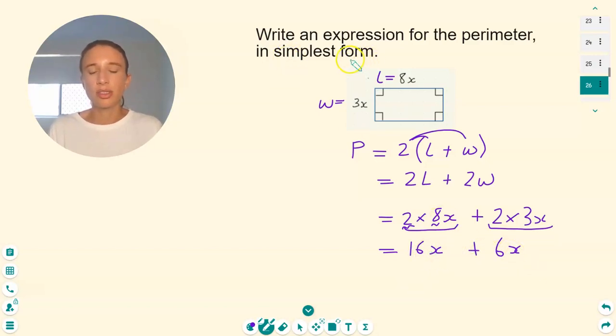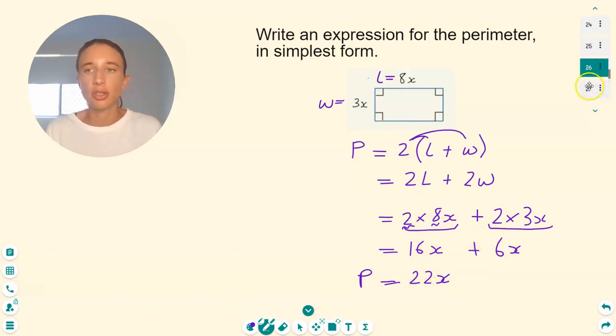Because they want our answer in simplest form. Yes, we can, because they're like terms. X and x are like terms. So 16 plus 6. So I'm thinking 16 plus 4 gets me to 20, plus another 2 gets me to 22. So that is our expression for the perimeter of this rectangle. So always make sure you simplify as far as possible by collecting like terms.